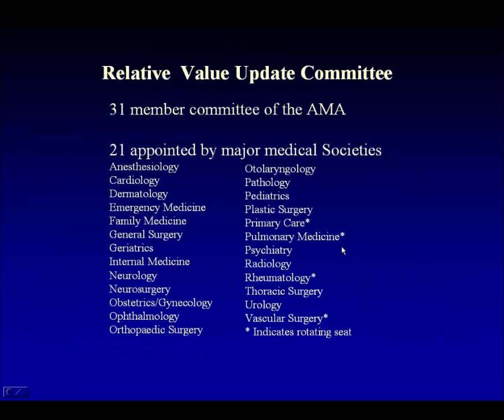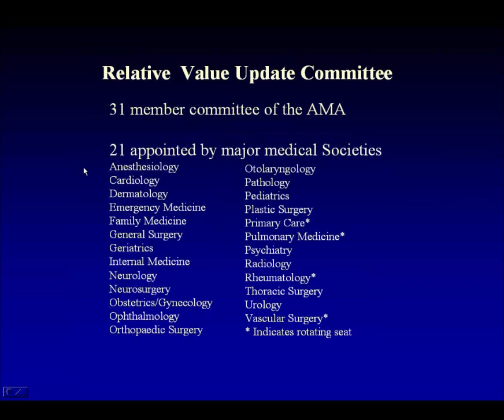So CPT makes a code, and the RUC is the body which is supposed to value the code. And what happens is the vignette gets sent out in survey form to various specialty societies who have expressed an interest in the code, and they survey their membership. And based upon the results of the survey, recommendations as to what the value of the code in RVUs should be. The RUC committee is a 31-member committee of the AMA.